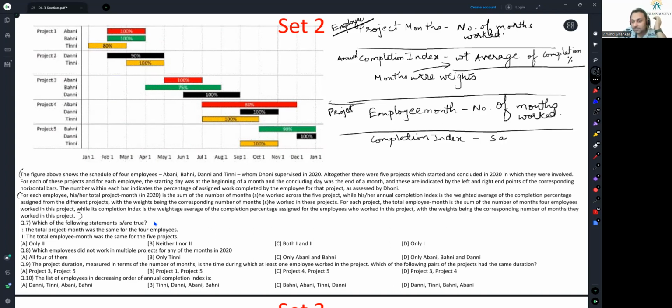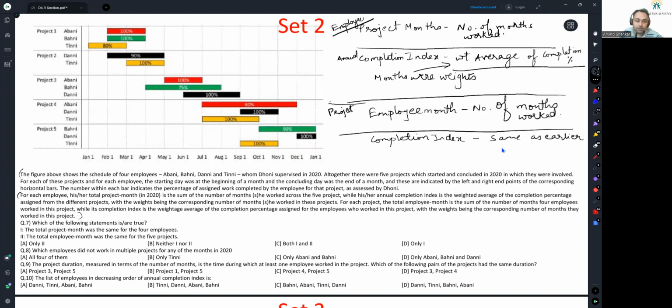Can I say this is the same as earlier? Definition-wise, it is the same as earlier, it is just that it is for a project. Previously, it was for an employee. So we have our four terms. Let's get to individual statements and check if they are true, false, whatever it is.